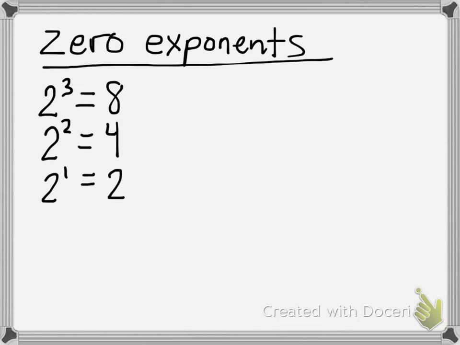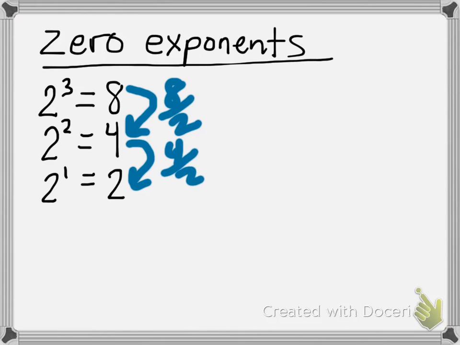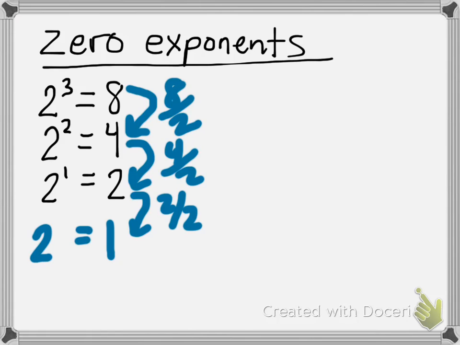If I take a look at the pattern that's going on here in the simplified answers, from 8 to 4, I divided 8 by 2 to get 4. And from 4 to 2, I divided 4 by 2 to get 2. So if I keep following that same pattern, that means my next answer should be a 1. That means 2 to the 0 power should equal 1. So let me show you, and it does.